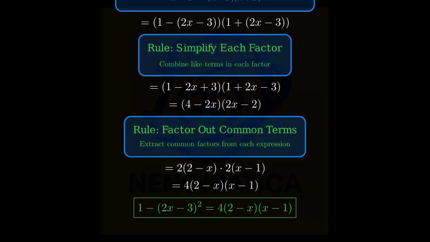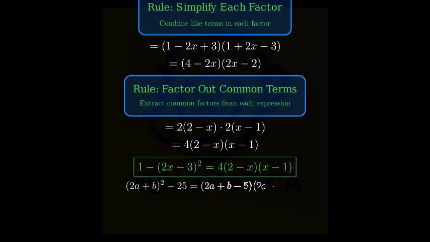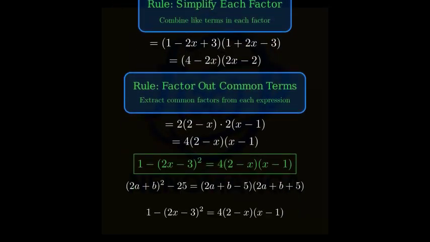Let's compare both examples side by side. In both cases, we applied the same strategy. Recognize the difference of squares pattern. Apply the formula a squared minus b squared equals (a minus b) times (a plus b), and then simplify each factor. The key insight is recognizing when an expression can be written as a difference of squares. Let's summarize what we've learned.